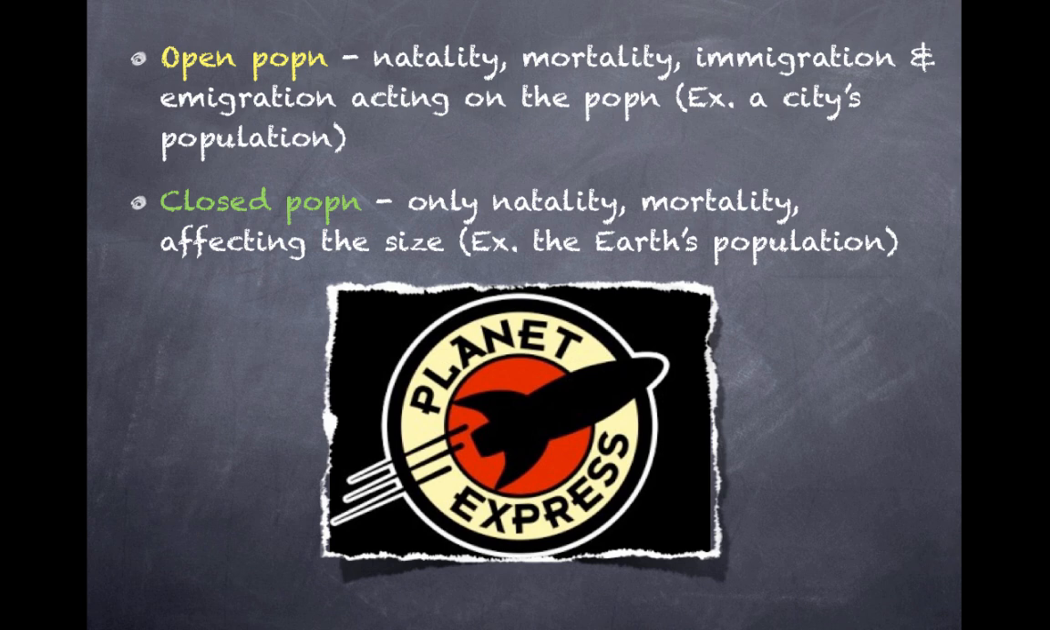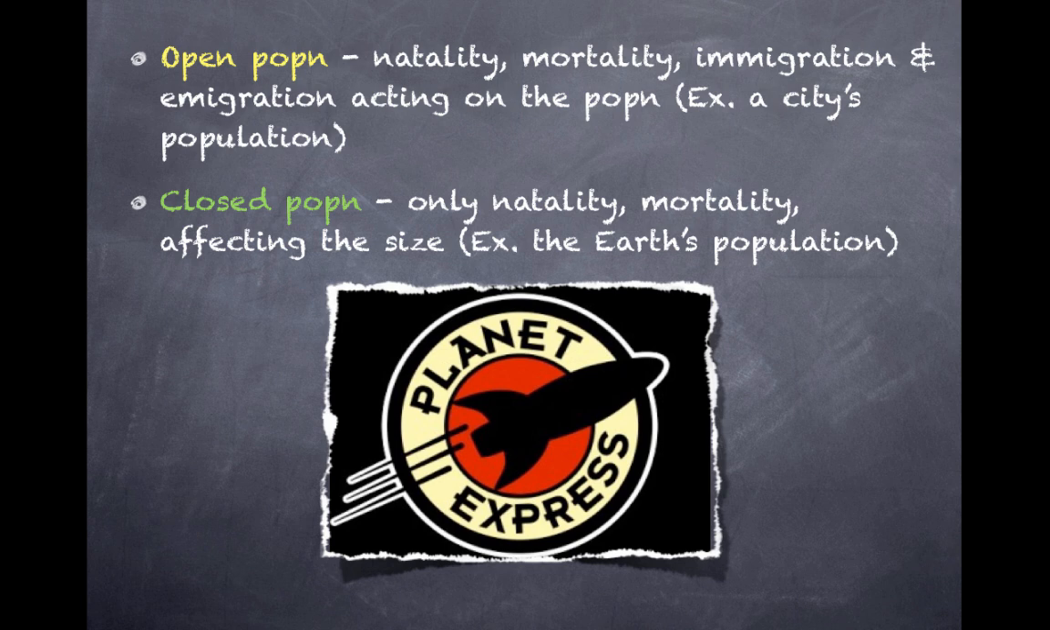The first type is an open population. In an open population, the factors that can affect the population would be birth rate, death rate, immigration, and emigration. So for example, a city's population, in terms of Brampton, you'd have births, deaths, you have people coming into the city, and then you also have people leaving the city.